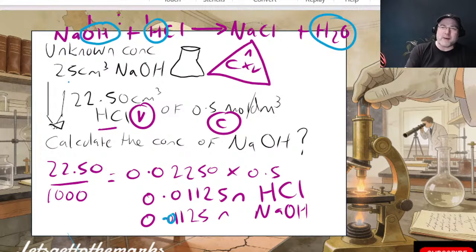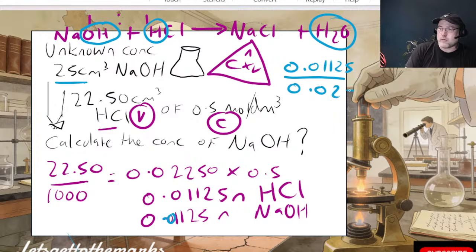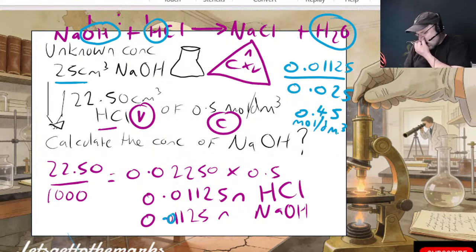All I got to do is use n over cv. So I'm going to go 0.01125 and I'm going to divide that by 25 centimeters. Don't forget you have to use decimeters, so I'm going to divide that by 0.025. And if I divide that by 0.025, I know you work that out by dividing by 1,000, I'm going to get my concentration of sodium hydroxide was 0.45 mole per dm cubed.